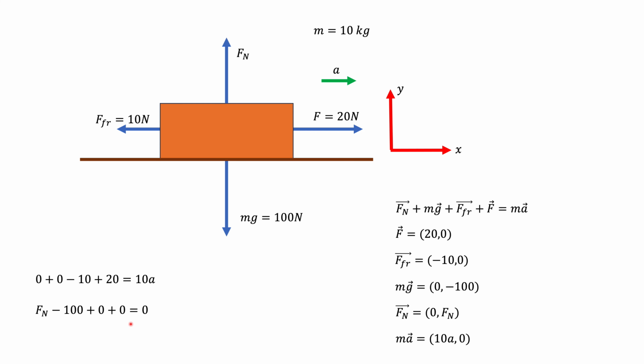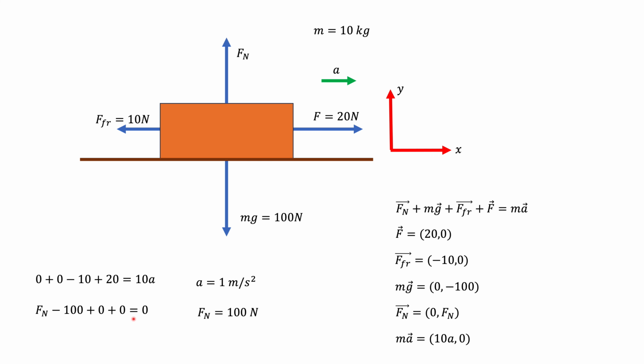From the second equation, we see that the magnitude of the normal force is 100 newtons. And from the first equation, we can find the acceleration, which is 1 meter per second squared. And that's it.